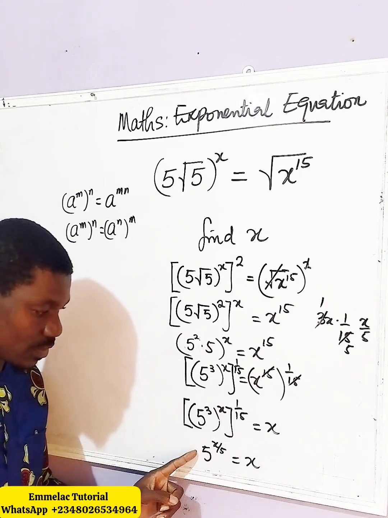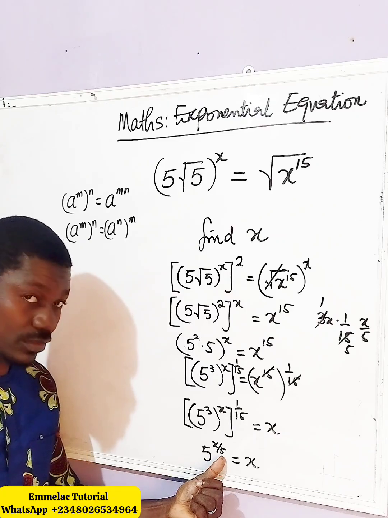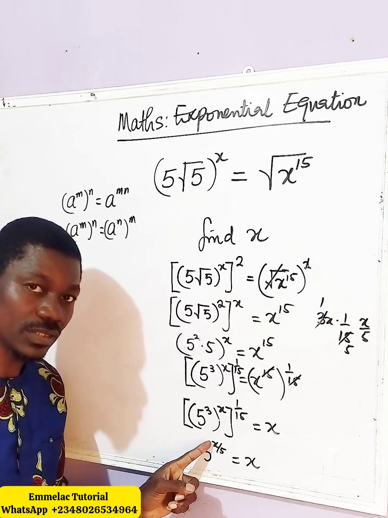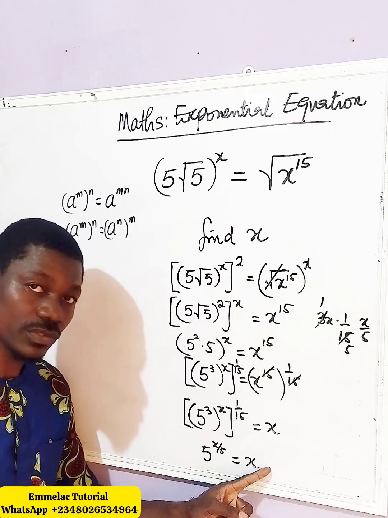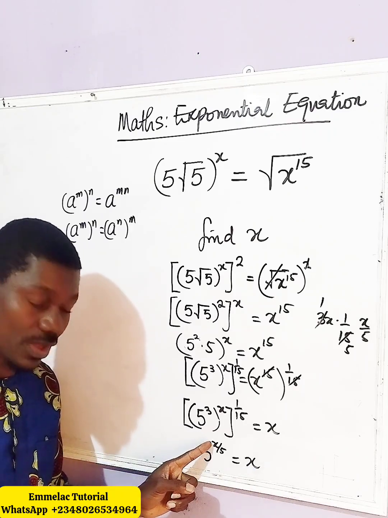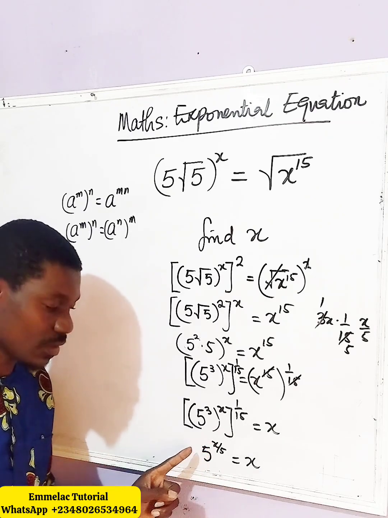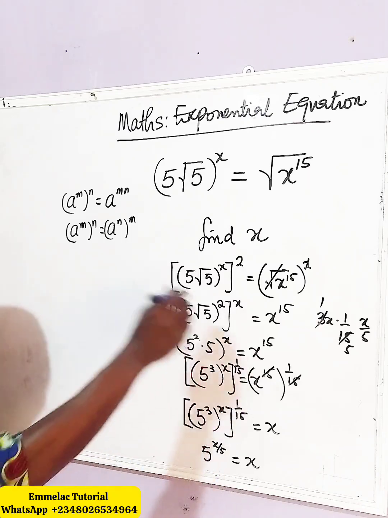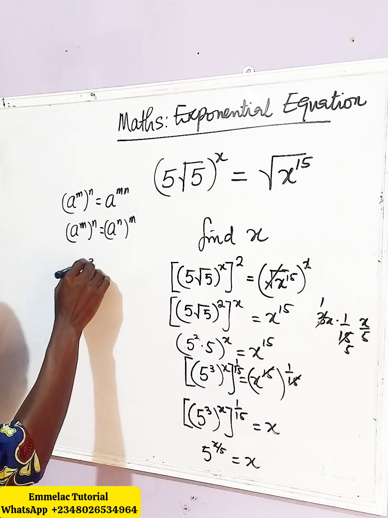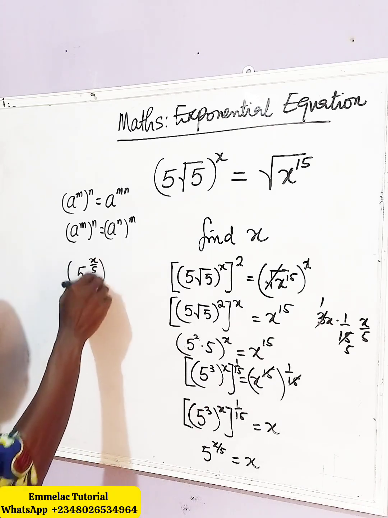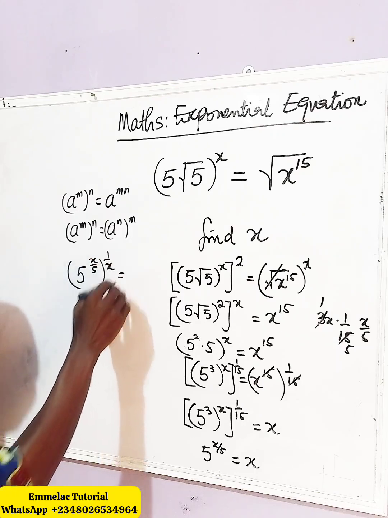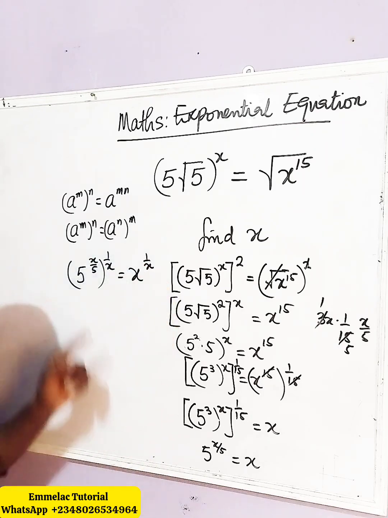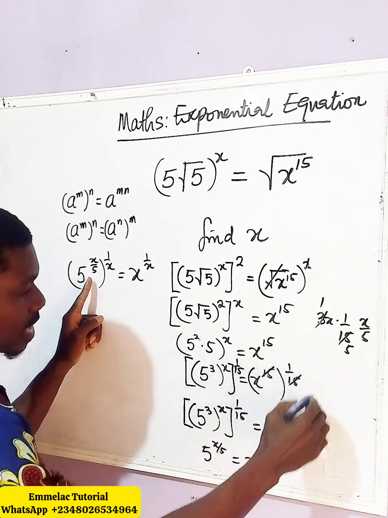At this point I've succeeded in bringing a value to the base 5. So how do I move this x over to the right hand side? Since here we have 5 raised to the power of x over 5, we have to raise both sides to the reciprocal of x. So we raise this to the reciprocal of x, and the same thing here, x raised to the power of the reciprocal of x.